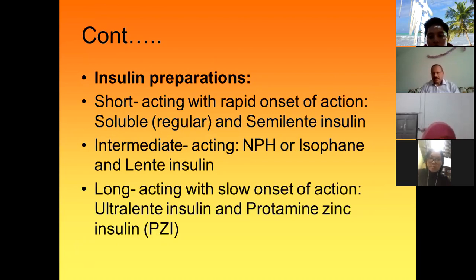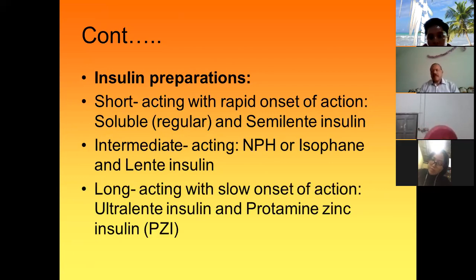Intermediate-acting insulin preparations include NPH, or isophane, and lente insulin. We will see that the onset is not so rapid like the short acting, and the duration is longer than that of the short acting preparation. So it is known as intermediate acting insulin preparation.